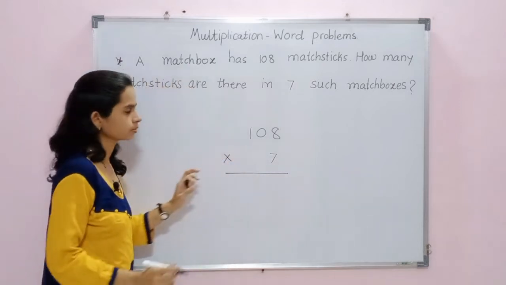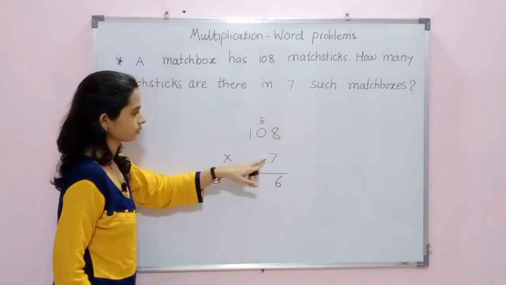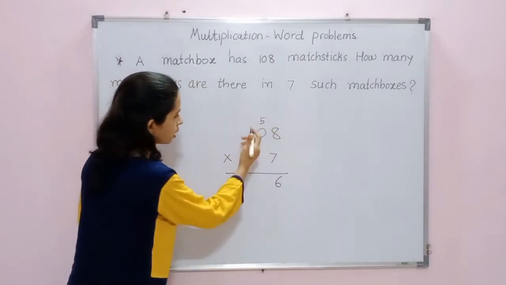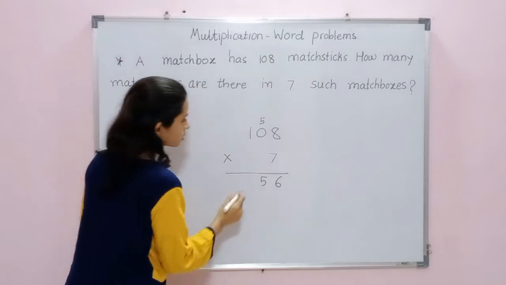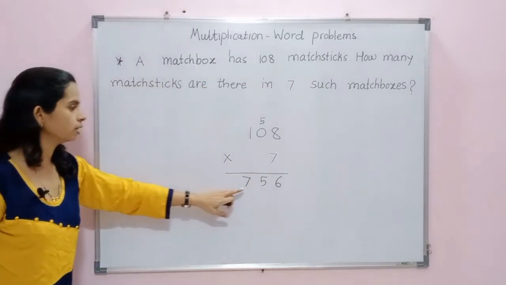7 8s are 56. 5 will come here. 7 zeros are 0 and 5 will remain as it is. 7 1s are 7. So our answer will be 756.